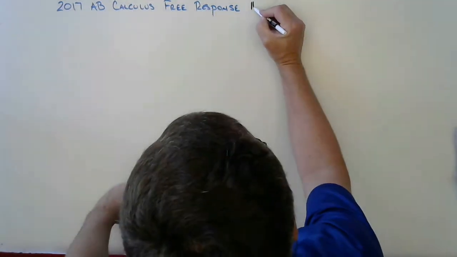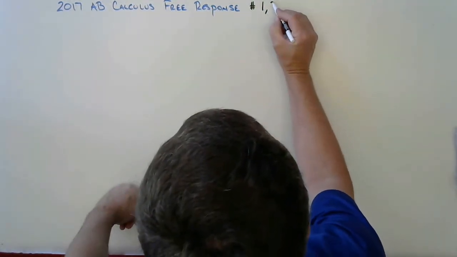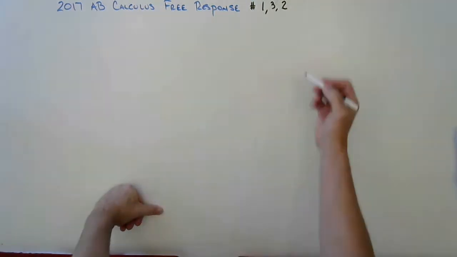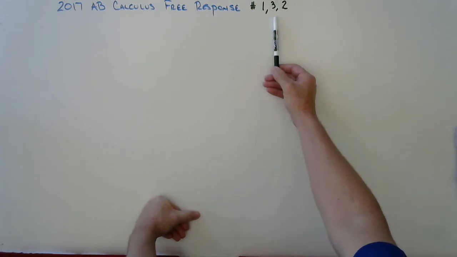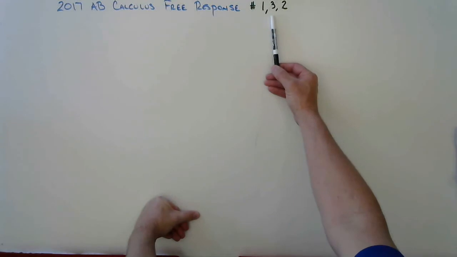All right, as you can see, this is going to be the 2017 AB Calculus free response. And I'm going to do problems numbered 1, 3, and 2. I understand that doesn't seem to make a lot of sense, but problems 1 and 3 are on both the AB and the BC test. So I'll do those together first.